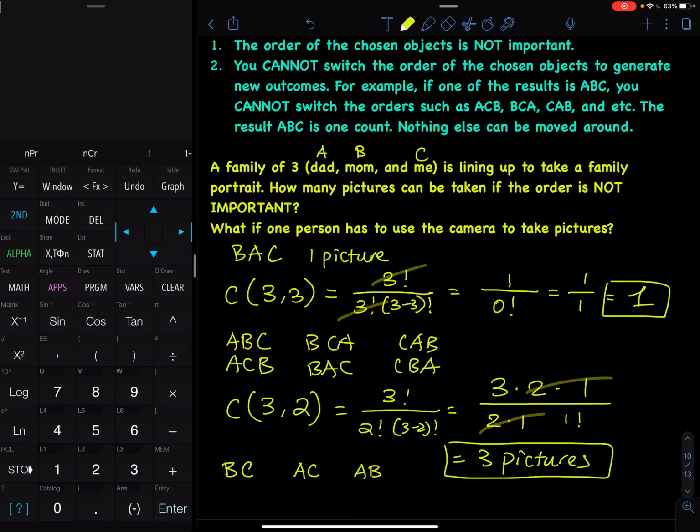Can we switch the BC, AC, and AB? The answer is no. When the order is important, you do permutation. When the order is not important, you do combination. Do not switch them. All right.